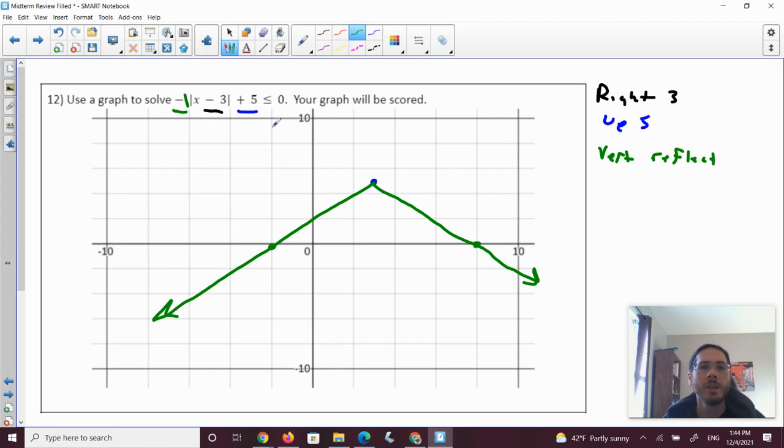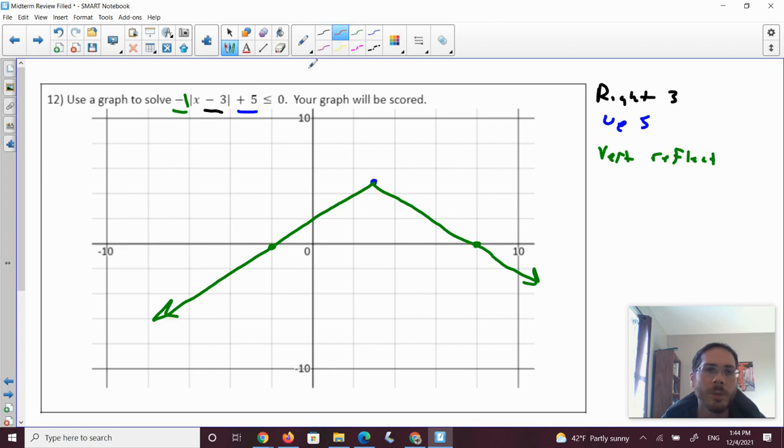All right. So in this case, we need this to be less than or equal to 0. So if we think about this, we can always pick a test point. I like to pick 0 as a test point. If I were to plug 0 in here, we'd have 0 minus 3. Absolute value of that is 3. Negative 3 plus 5 is 2. So I don't want to include 0, 0.